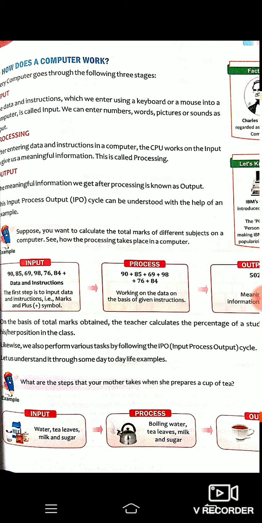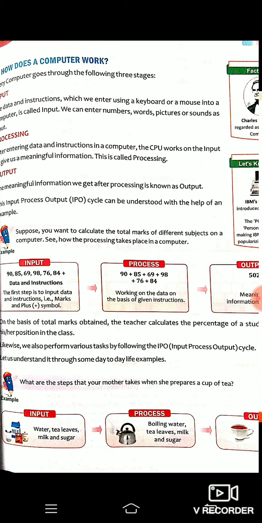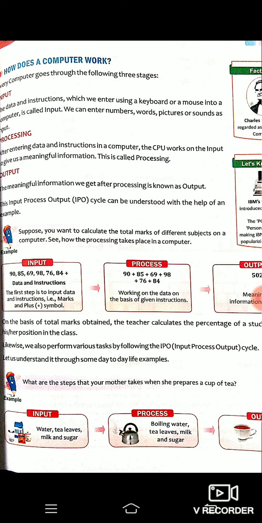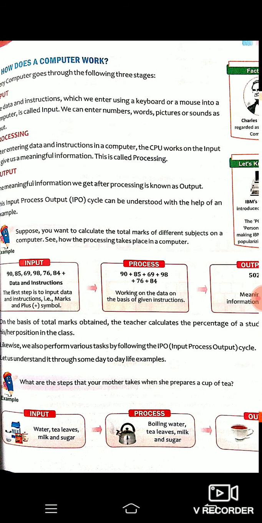I hope you all remember what a CPU is. CPU is called the brain of the computer system, and it stands for central processing unit. All the calculations are done inside the CPU with the help of the ALU. ALU is the arithmetic logical unit, which performs all the arithmetic and logical calculations. So in the processing part, the computer system works on our data and gives us meaningful information.